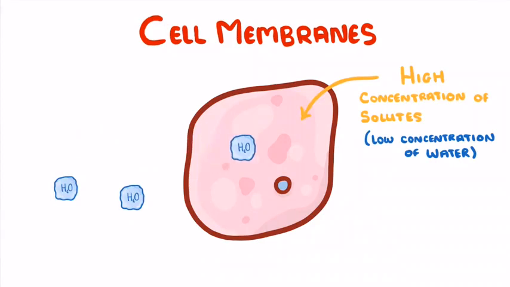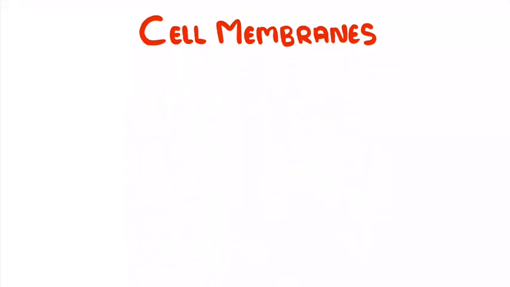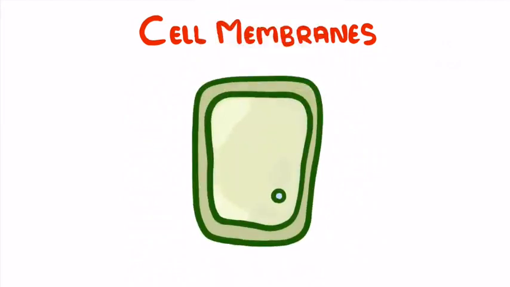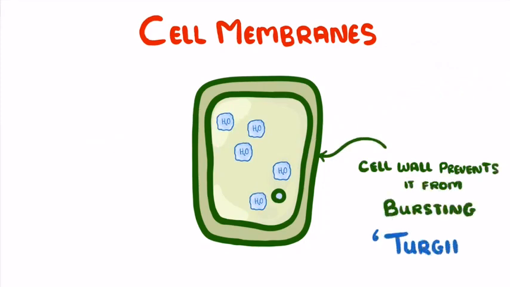But if too much water diffuses into the cell, then it might burst like a balloon. If it's a plant cell though, and there is too much water, the cell wall prevents it from bursting, and instead we say that it's turgid.